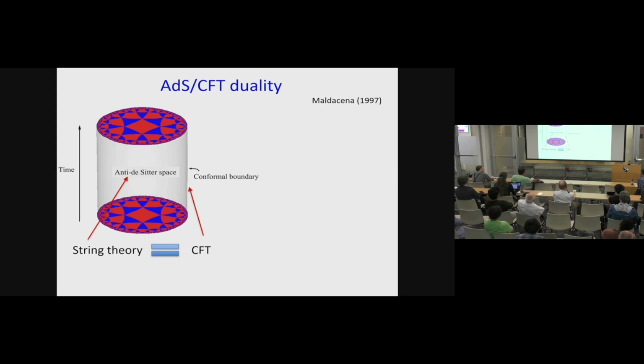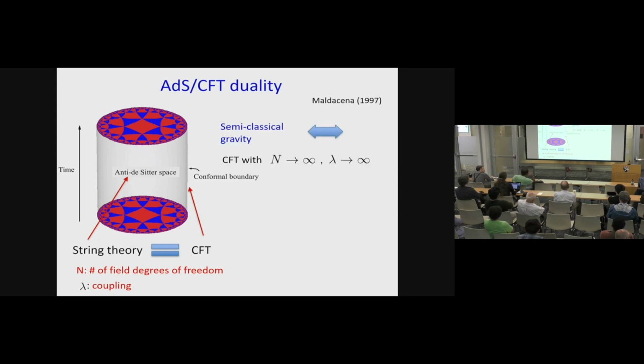This conformal field theory depends on what the string theory is here. Then you have a different CFT. And for our purpose, we only need to know that the CFT has two important parameters. One, I call N, is the number of field degrees of freedom of the CFT. And another, I call lambda, is the coupling for the CFT. It turns out the semi-classical regime, if you consider semi-classical gravity in anti-de Sitter space-time, corresponds to the CFT in the following limit, where you take the number of degrees of freedom to be very large and go into the infinite coupling limit. So that gives you the semi-classical regime.